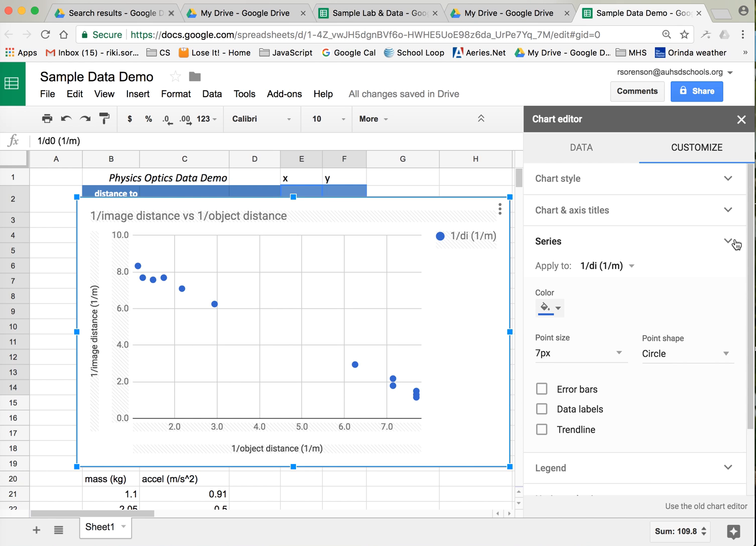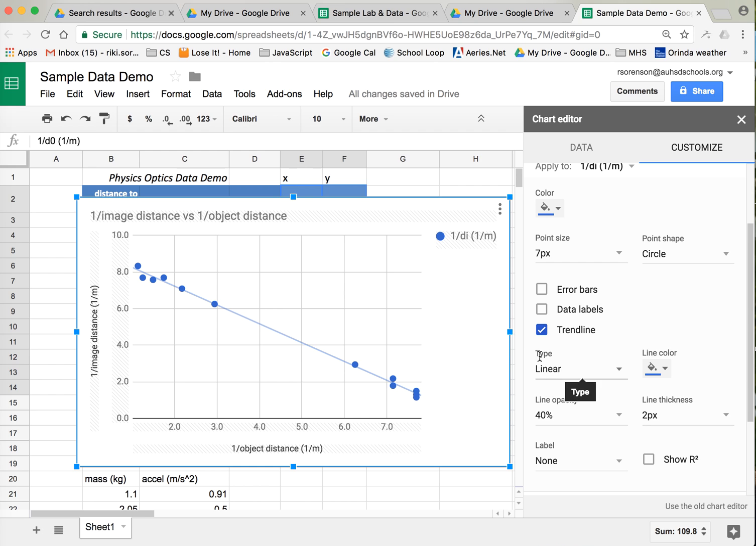Series. So whenever we do a graph of data for any lab, you will always need to create a trend line or a best fit curve. It's a curve that kind of averages all of your data. So we're going to click trend line, and look at that. Magically, it comes up with a line that matches all of the data points. In this case, the default is to come up with a linear curve. And in this case, linear is correct.